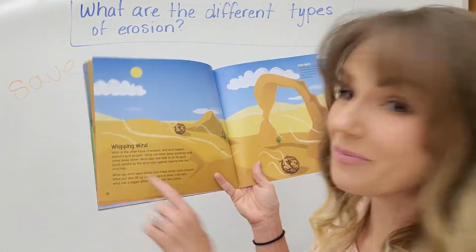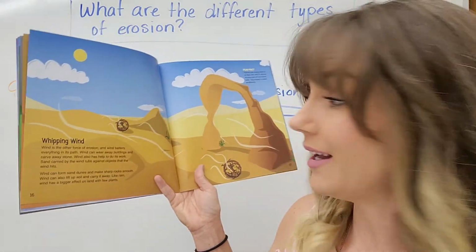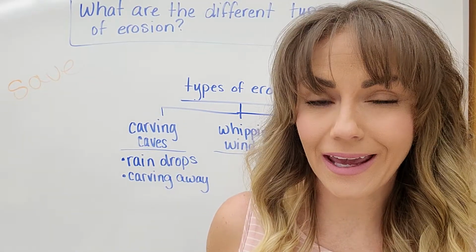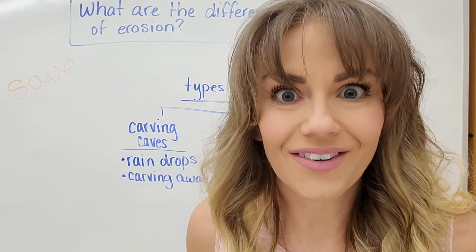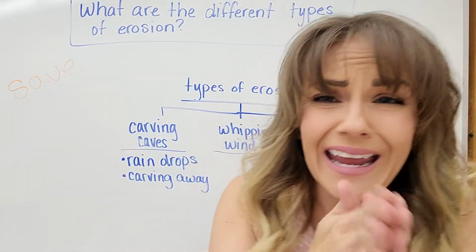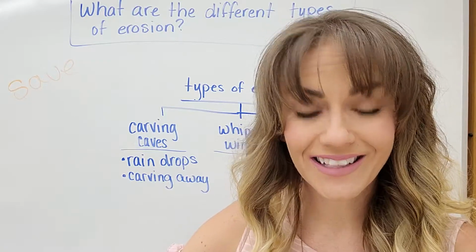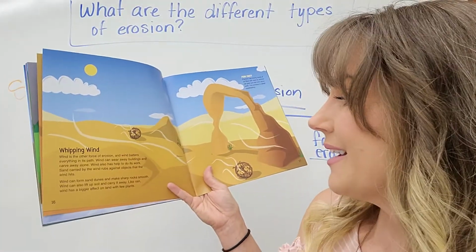Sand carried by the wind rubs against objects that the wind hits. So whipping wind, what is carving away our Earth's surface now? Wind, right? The wind and sand work together to carve away at our Earth's crust. We'll write that down in just a sec. Let's finish reading this page.